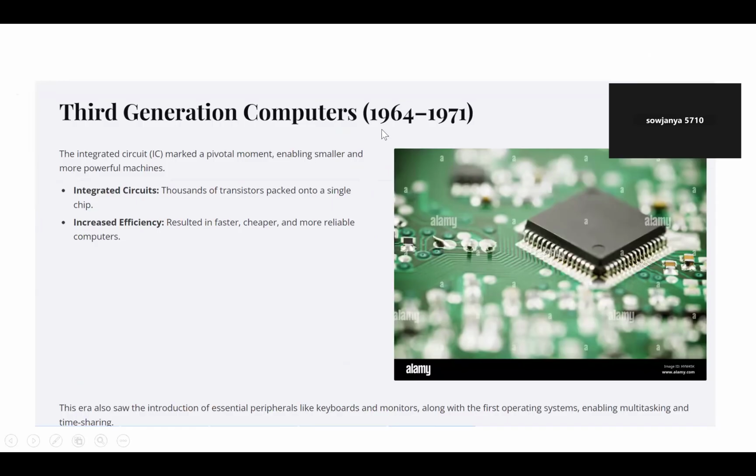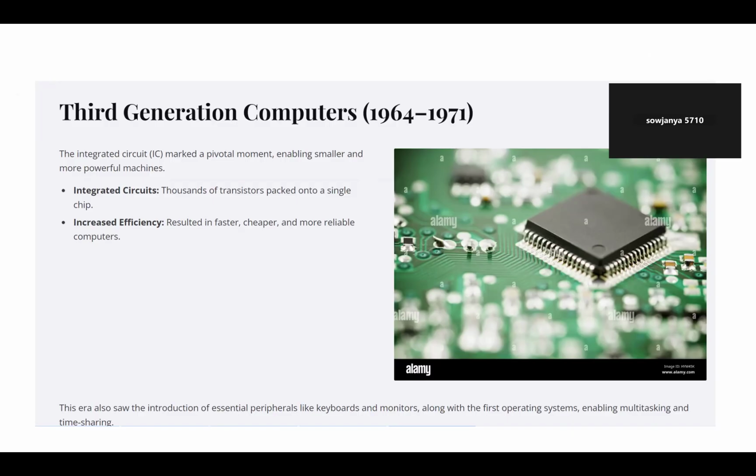Next, third generation computers, 1964 to 1971. In third generation computers, ICs, integrated circuits, are used. This is a pivotal moment. What is that? It enabled smaller and more powerful machines. In an integrated circuit, thousands of transistors are packed onto a single chip, and with this, efficiency increased. It resulted in faster, cheaper, and more reliable computers.